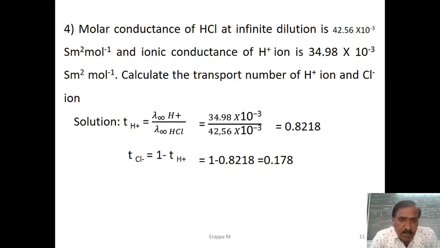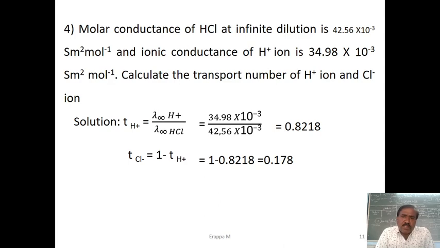Solution: the transport number of H⁺ ion is equal to the ionic conductance of H⁺ divided by lambda infinity, the molar conductance at infinite dilution of HCl. The ionic conductance of H⁺ is given, and the molar conductance at infinite dilution is also given. So 34.98 × 10⁻³ divided by 42.56 × 10⁻³, we get 0.8218. That is the transport number of H⁺ ion.